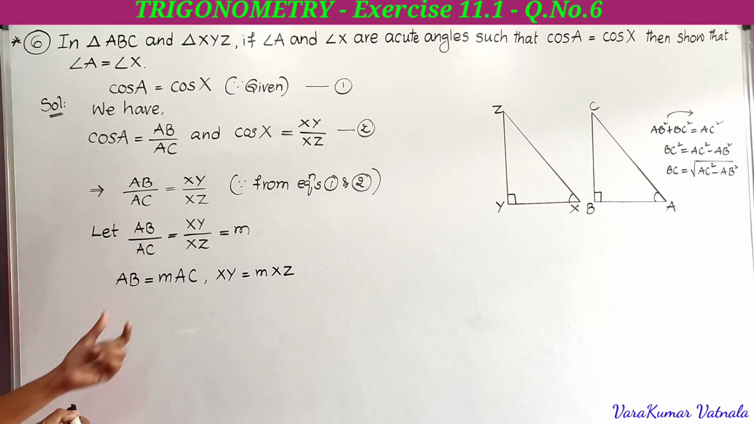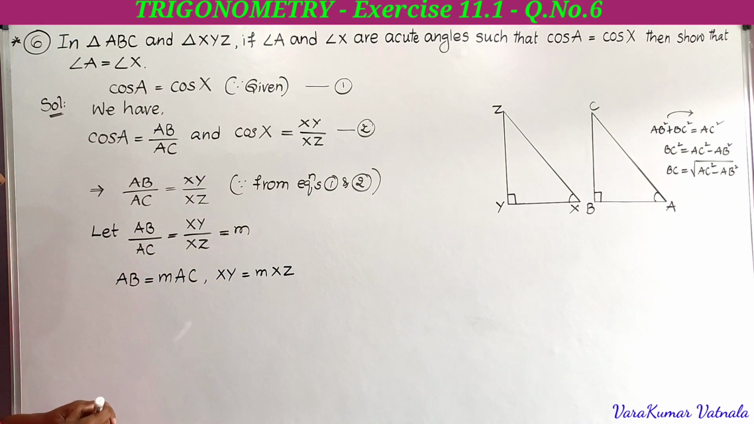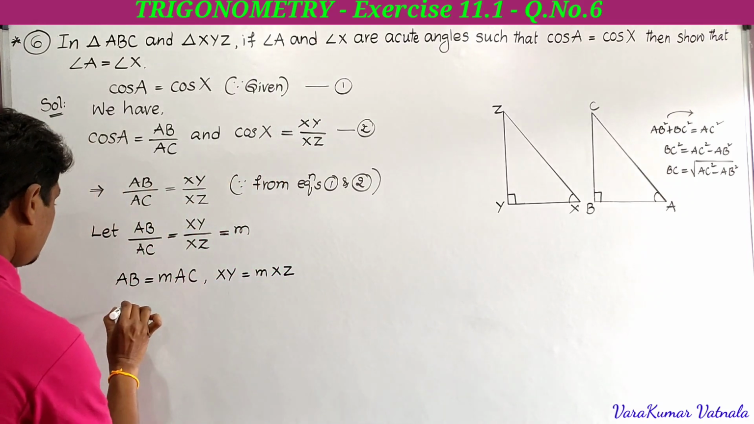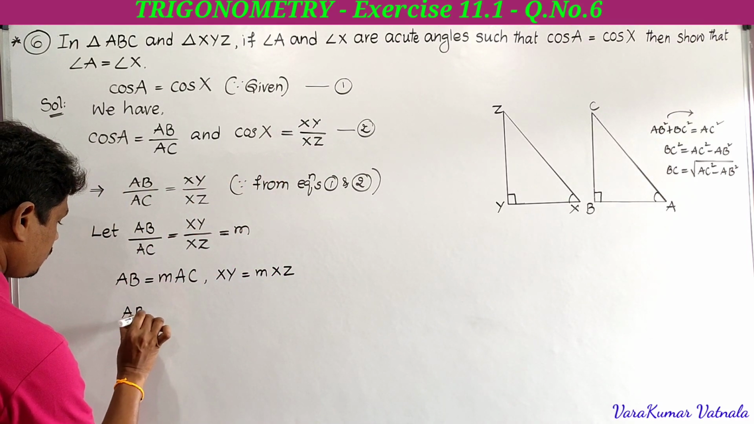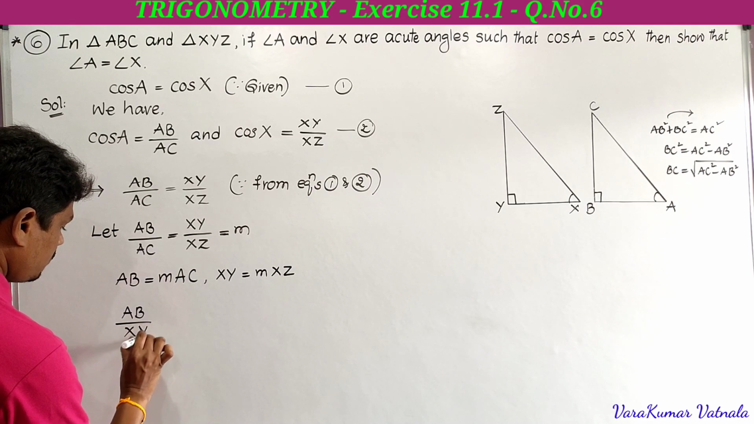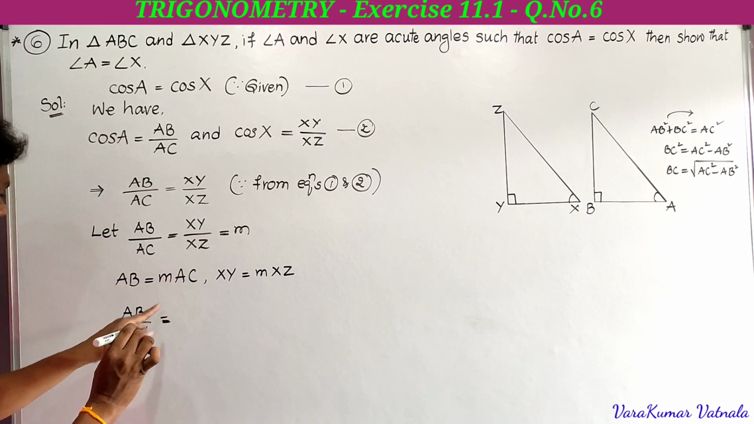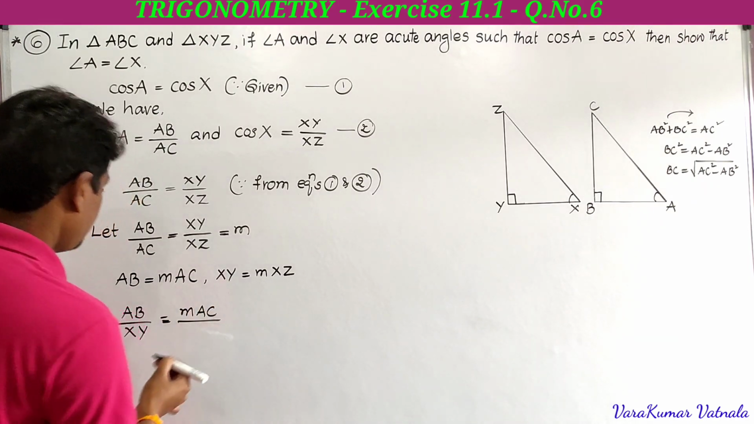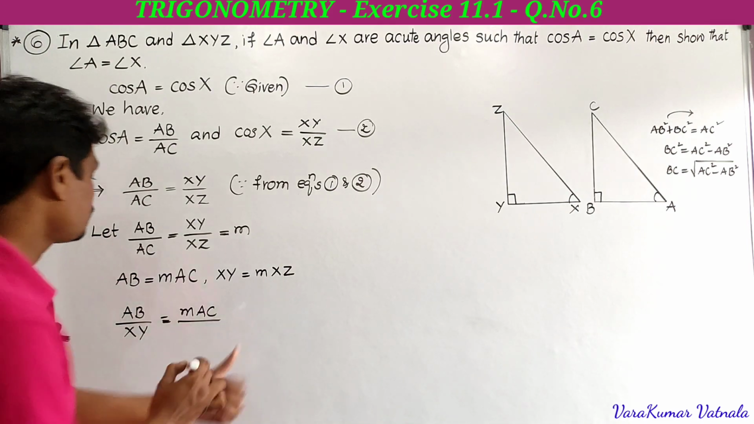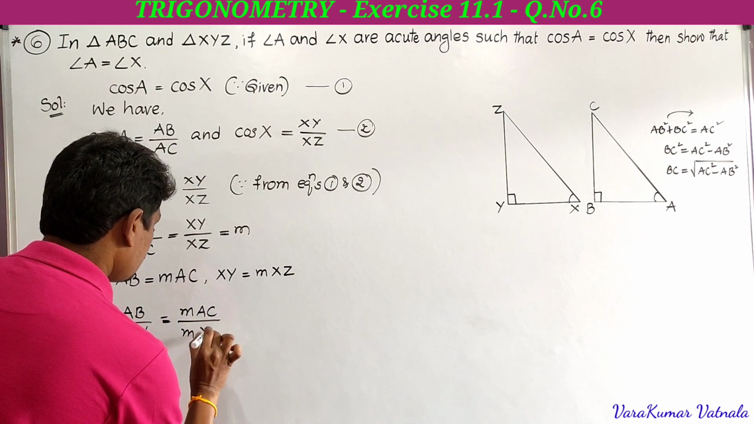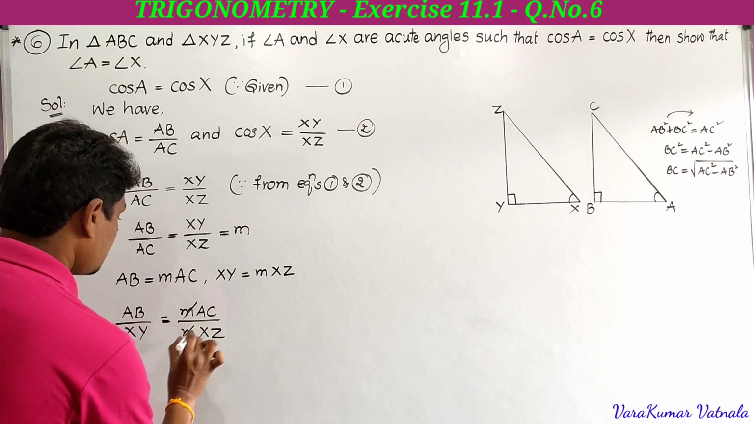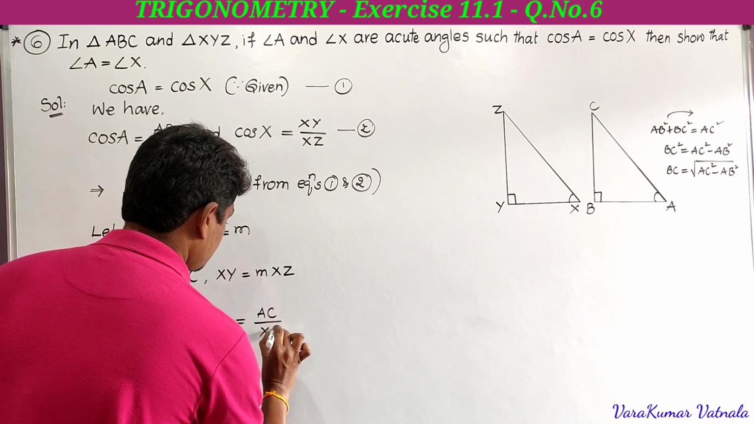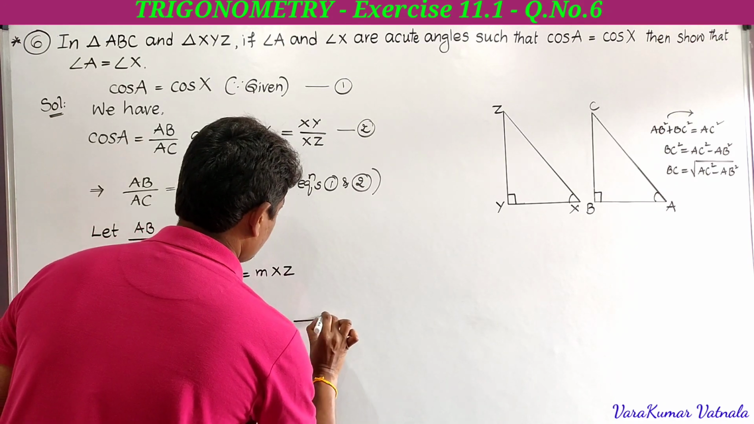Now I want to find the ratio of AB and XY. So AB divided by XY is equal to AB by XY. Here AB equal to m into AC, so I am writing m into AC divided by XY, which is m into XZ. So m gets cancelled, we get AC by XZ. Let it be equation number 3.